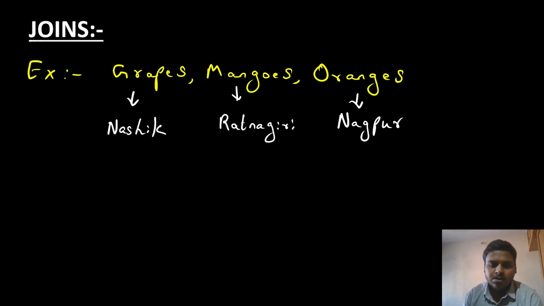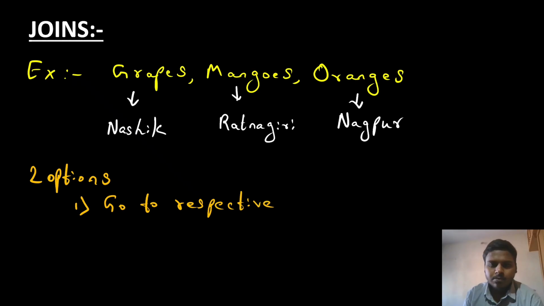See, there are two options you can buy. The first option is to go to the respective place. For buying the best quality grapes, you can go to Nashik. For mangoes, you can go to Ratnagiri. For oranges, you can go to Nagpur. That is one thing. Or go to a dealer.